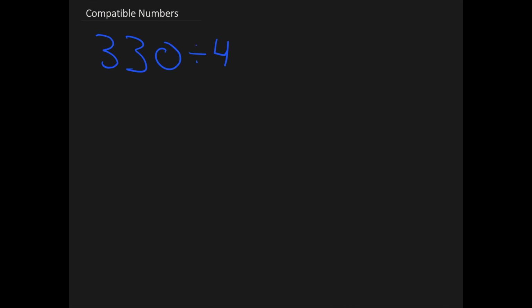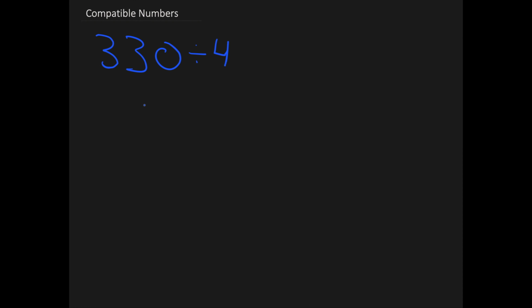So the first thing we're going to be starting with is an example. We're going to be talking about compatible numbers. Okay, so we have 330 divided by 4. So what is a compatible number? Right, what am I talking about? So if you have 330 divided by 4, what would be a compatible number to use?